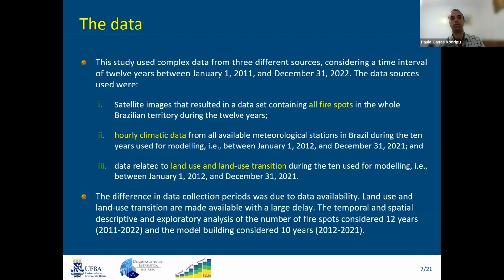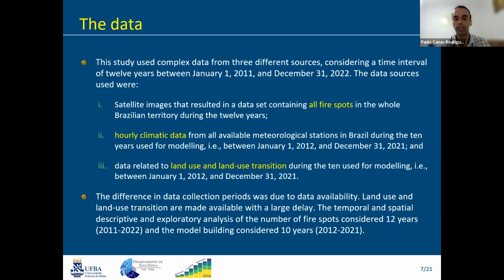The data. So we use three databases. One was based on satellite images that was transformed into the number of fire spots per day per municipality. So what we did was transform this data into a matrix in which the rows are the days between the beginning of 2011 and the end of 2022, and the columns are the 5,570 municipalities. So essentially, each cell has the number of fire spots in that day in that municipality. Okay, so this is one data set that we use.